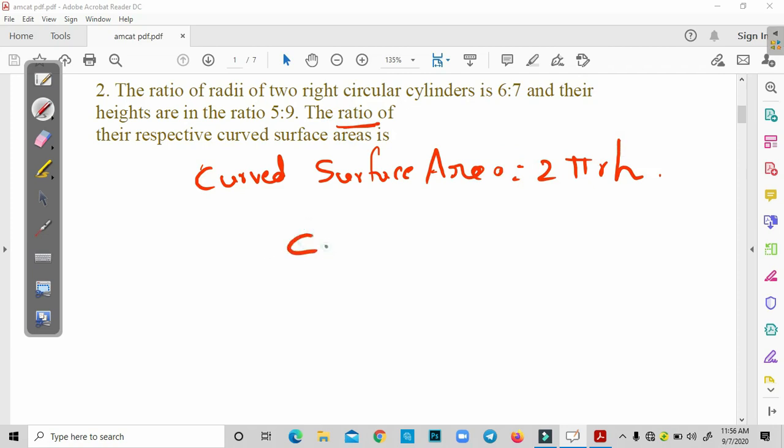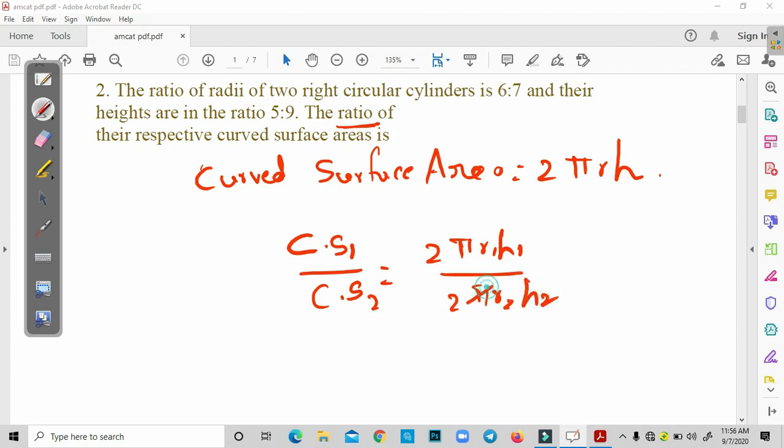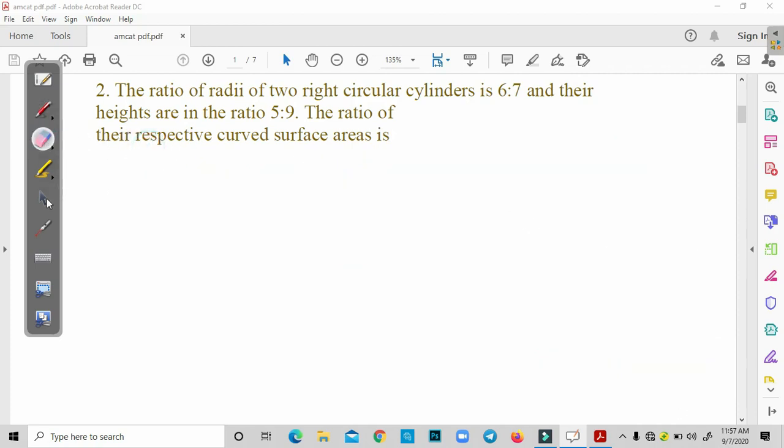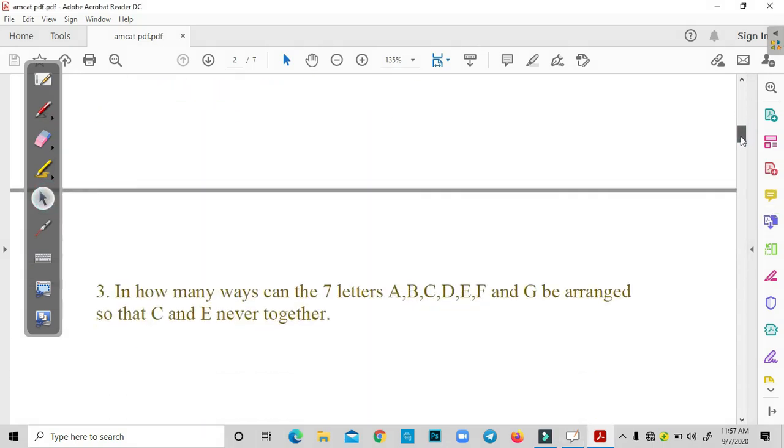So simply, if I take curved surface area 1 by curved surface area 2, what will happen? You know that it is 2 pi r1 h1 by 2 pi r2 h2. Anyway, 2 pi gets cancelled. R1 by R2 times H1 by H2. I know R1 by R2 is 6 by 7, because we know the ratio. And the H1 to H2 ratio is 5 by 9. So 6 5s are 30, 7 9s are 63. So 10 by 21. This is the required ratio. Now let's move on to the next one.